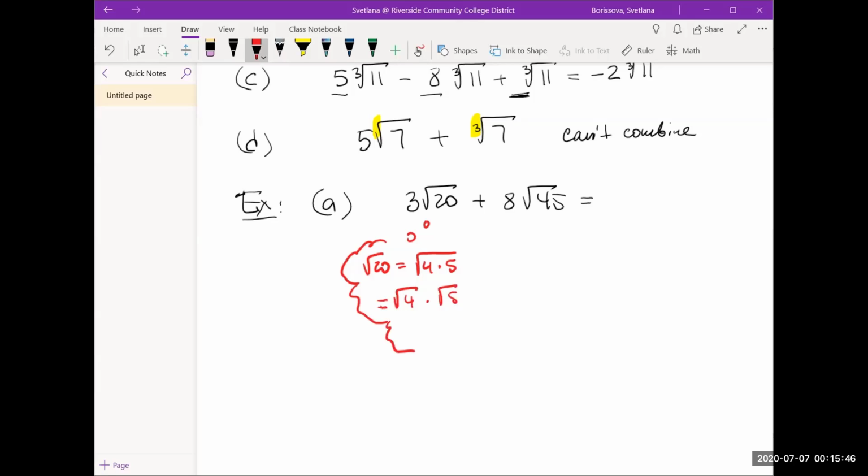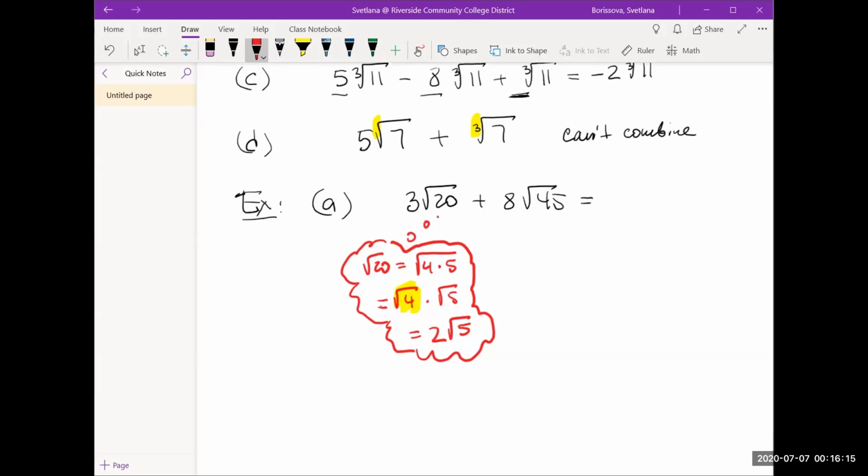While 20 is not a perfect square, so we can't right away get the answer, by splitting it up into something of which we can take square root, and that's square root of 4, it will allow us to simplify it. So square root of 4 equals 2, and then 5, I can't do anything with it, it stays inside the radical. So that is the same as 2 square root of 5. So that's how we can simplify square root of 20.